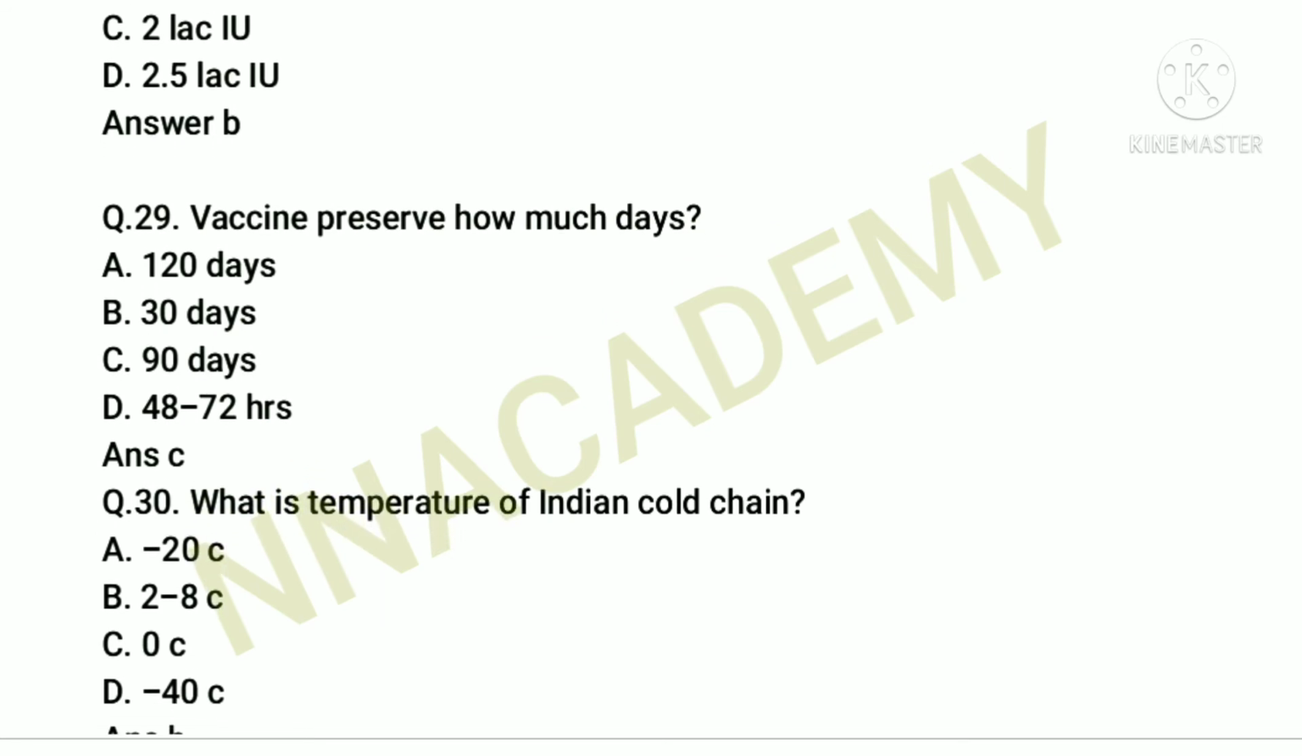And next question is, vaccine preserve how many days? So how many days can we preserve the vaccines? The options given here are option A 120 days, option B 30 days, option C 90 days, and option D 48 to 72 hours. So the right option is 90 days. Once a vaccine is open, we can preserve it for 90 days.